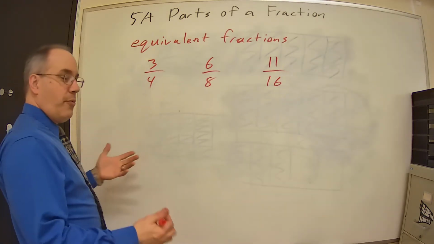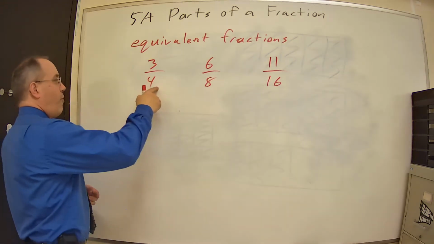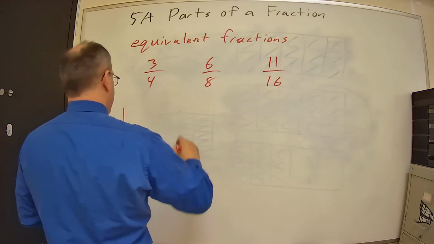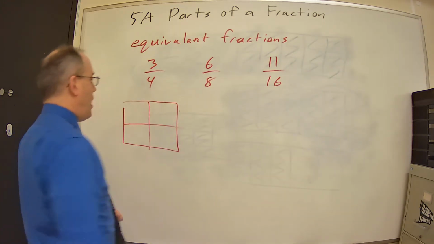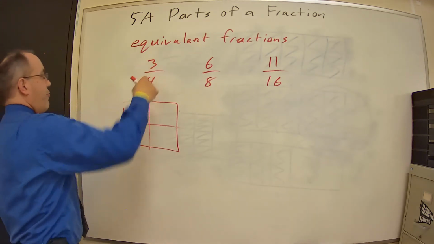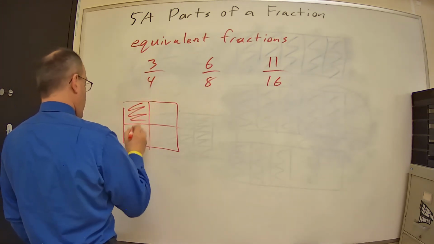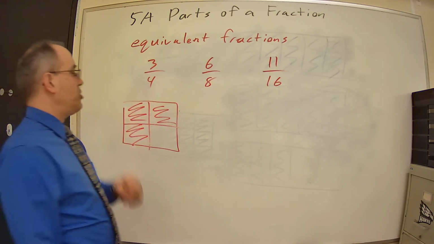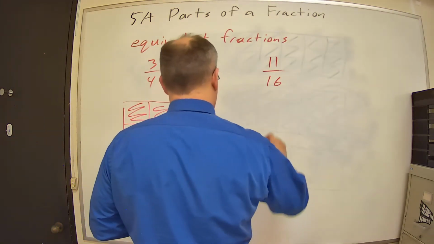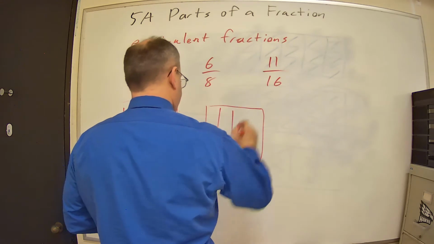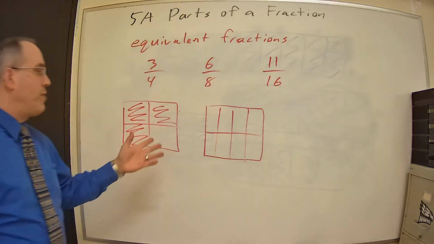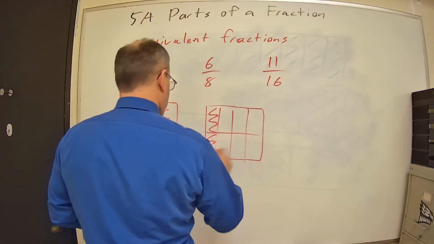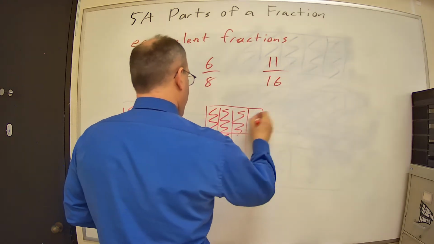Well, 3/4, how do we do that? We can remember that 4 tells us how many pieces there are in the whole. So I'm just going to break this box into 4 pieces, and we've got 3/4 of them. So that's 1, 2, 3. 3/4. Well, let's look at 6/8. So I broke that box up into 8 pieces. If I've got 6 of them full, that's 1, 2, 3, 4, 5, 6.